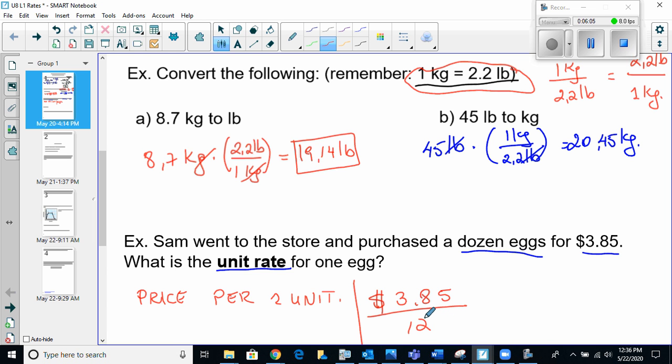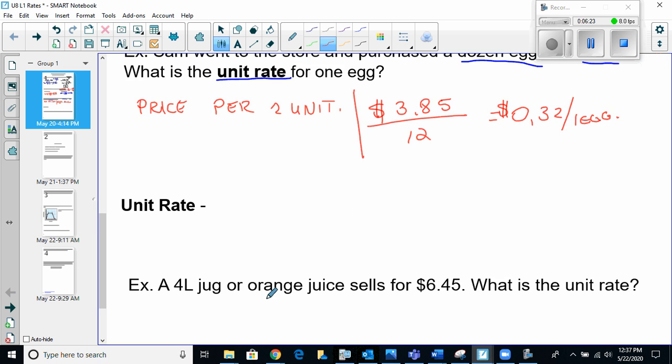So 3.85 divided by 12 is 0.32 dollars per 1 egg. So this is the unit rate, or unit price. The price per 1 unit is the unit rate.